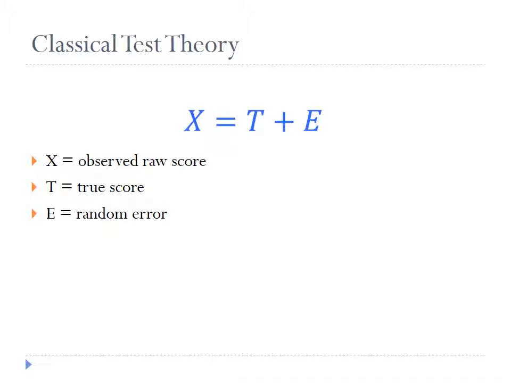True score is what you actually know. If we could somehow get to the core and tap into your absolute knowledge base, that would be your true score. The E is the random error. It's all those other things that influence your score.